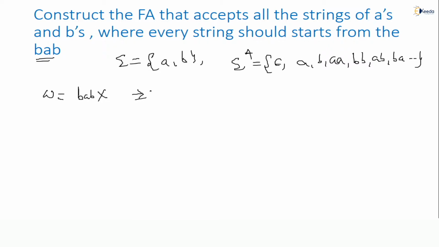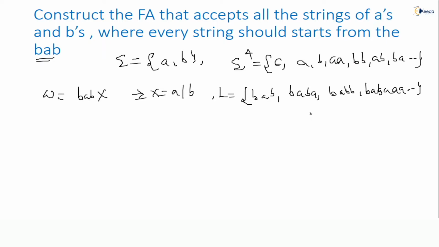What is X here? X is either A or B, you understand. Now the language of strings contains at minimum BAB. After that BAB, either A can come, or B, any number of A's can come. Now, is L a proper subset of sigma star or not? It is not equal, it is a subset, correct.